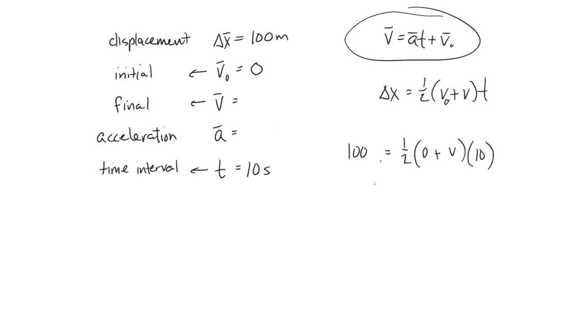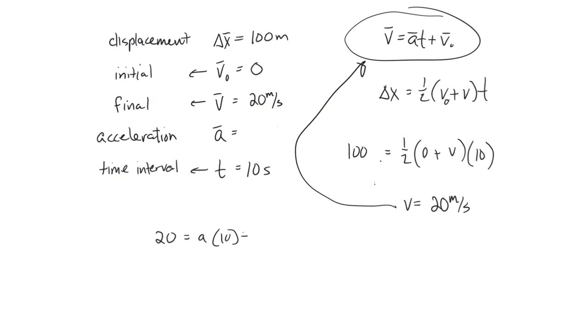I don't usually put the units in an equation. Now, this can be solved for v, right? Not particularly hard, 20 meters per second. And now that I do have the velocity, I see a pathway that I could find the acceleration. Of course, I had to solve for the velocity first to do that, but that's not particularly bad. And now that I've done that, I can put 20 equals a times 10 plus 0. So a has got to be 2 meters per second per second.